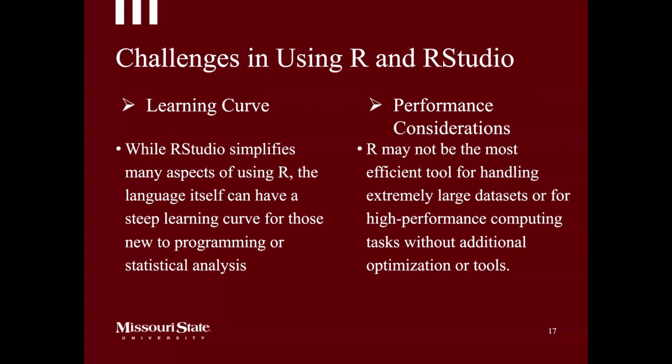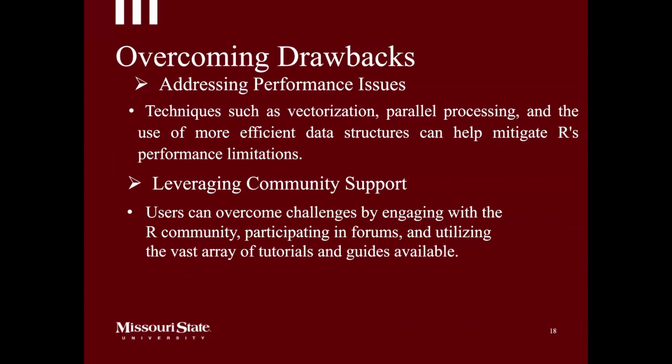Over to the next slide, overcoming drawbacks. While talking about these, we have to find ways of addressing performance issues. Techniques such as vectorization, parallel processing, and the use of more efficient data structures can help mitigate R's performance limitations. Coming to leveraging community support, users can easily contact the community for support in overcoming challenges by engaging with the community, participating in forums, and utilizing the vast array of tutorials and guides available.